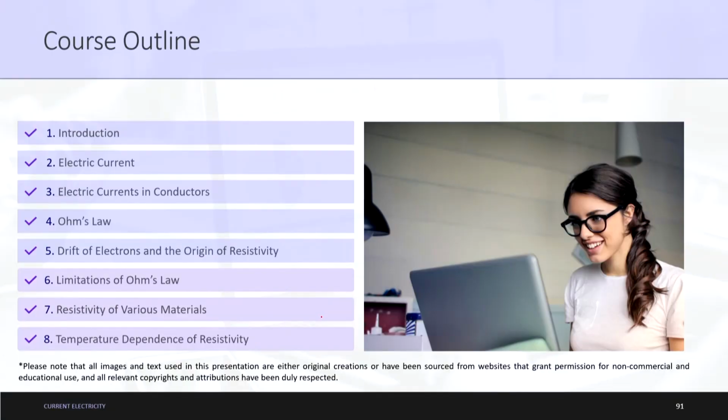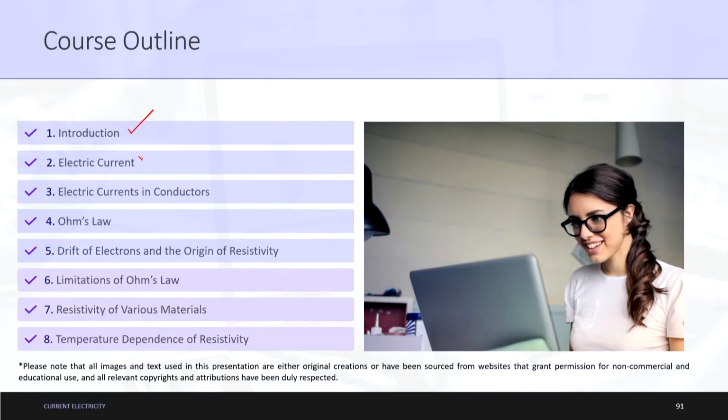So, the course outline for you first of all. We started with the first part, that is introduction, in which we understood how electricity is generated. When the electric charge is at rest, then the current electricity is not generated. When these electric charges go in motion, that constitutes something which is defined as electric current.